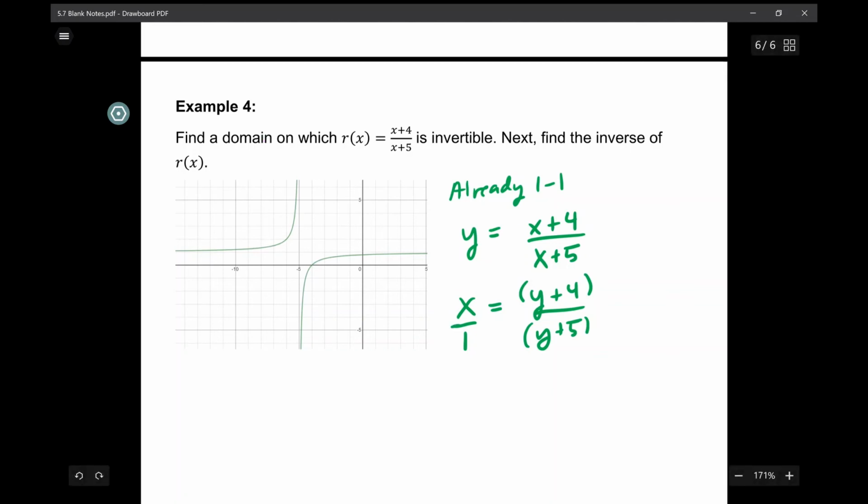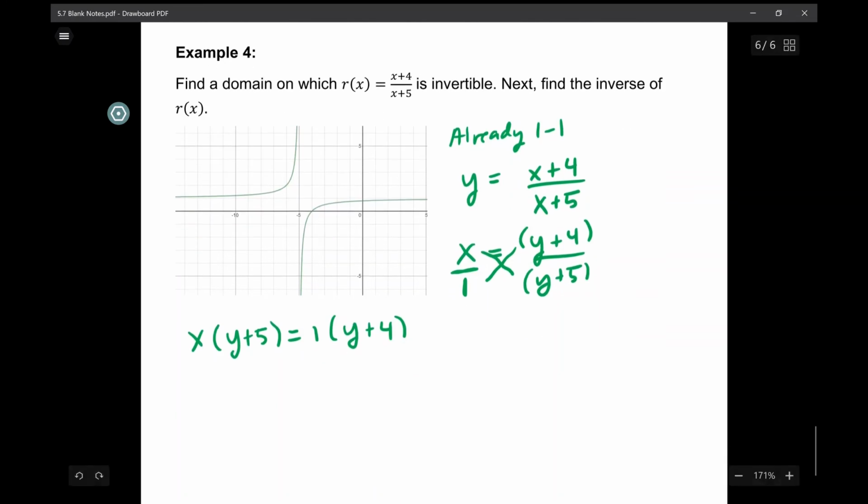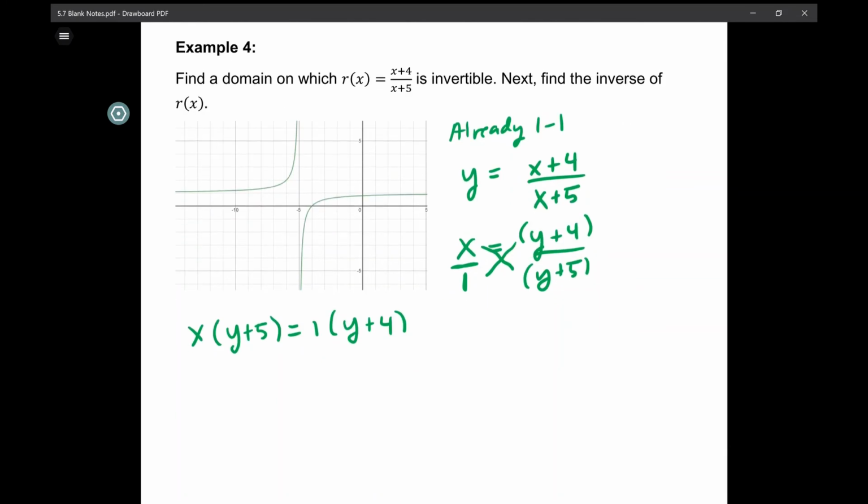So instead of just writing x, I'm going to write x as a ratio of x to 1, and then I'm going to cross multiply, and that gives me x times (y plus 5) equals 1 times (y plus 4). Really what I just did was multiply both sides of the equation by y plus 5, but sometimes the cross multiply makes people feel better.